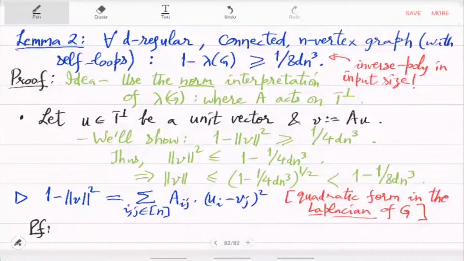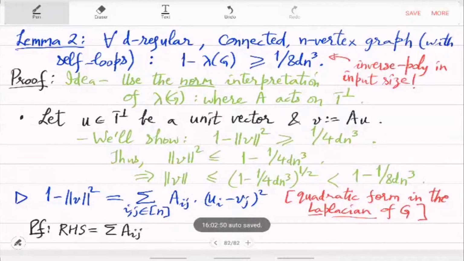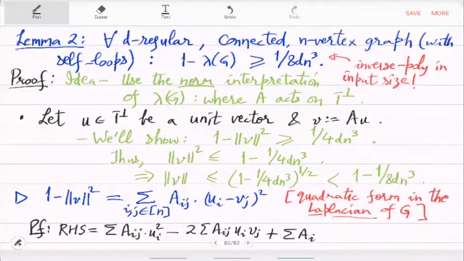So let us first prove this. This is just a calculation on the right hand side. So the right hand side is sigma Aij times ui square, minus twice Aij ui vj, plus sigma Aij vj square. Then we will calculate these three terms separately.